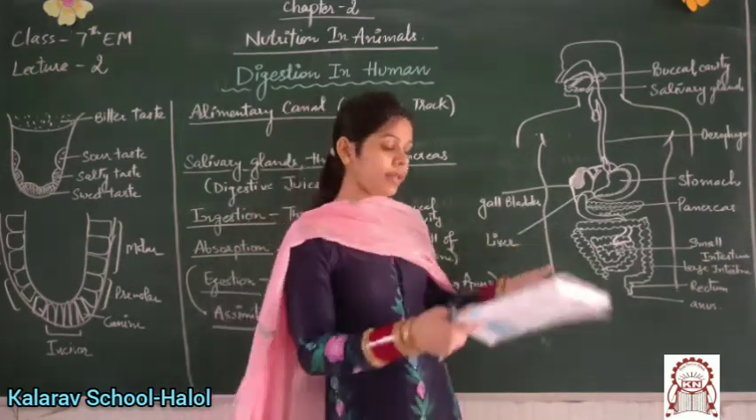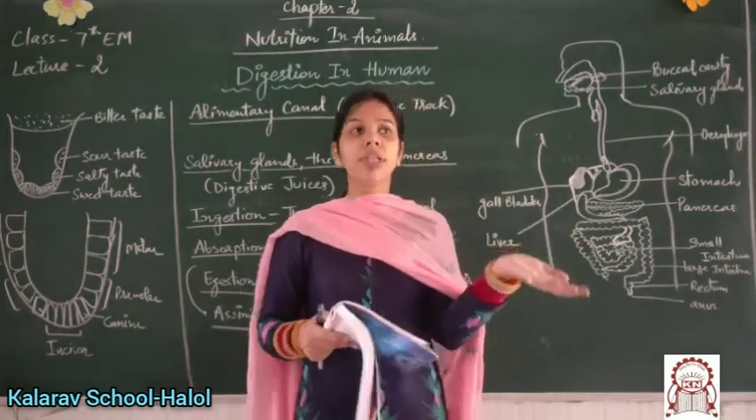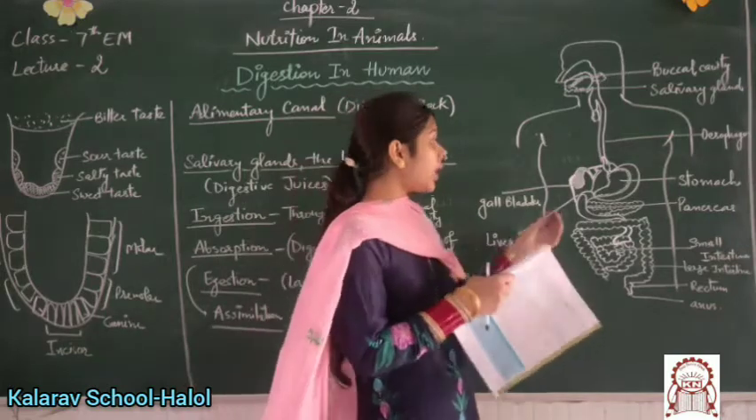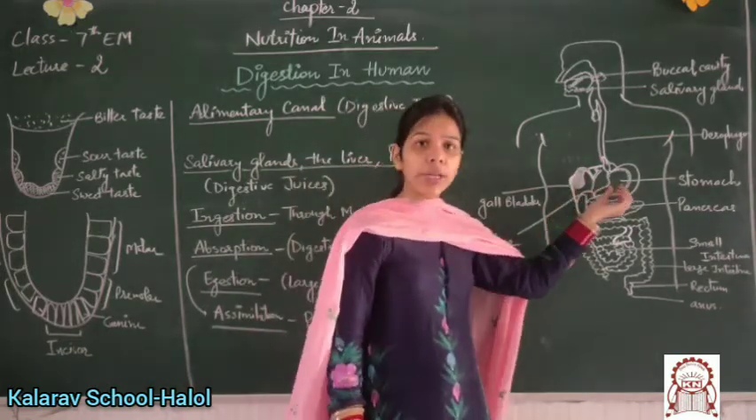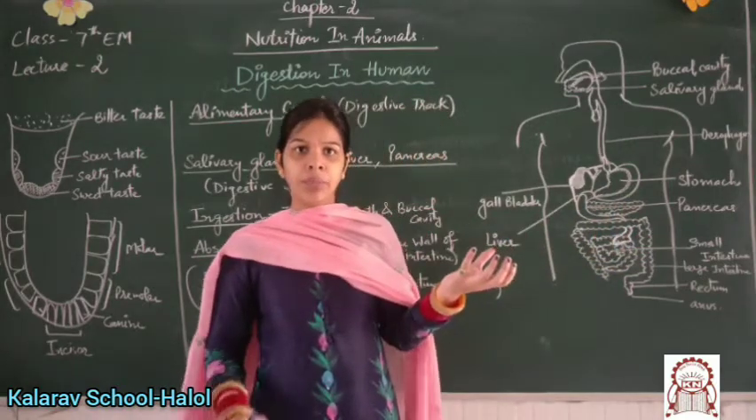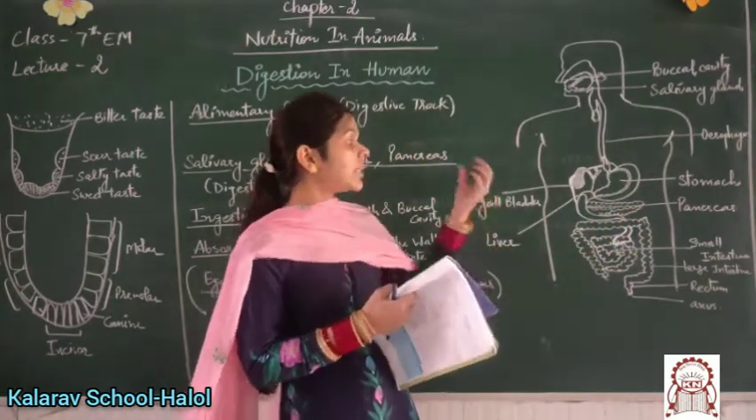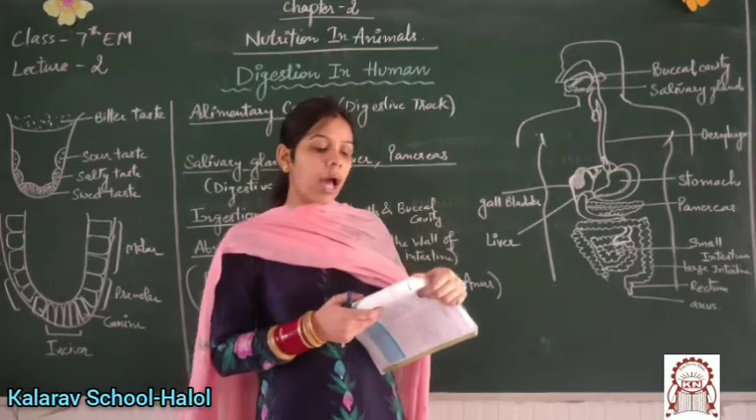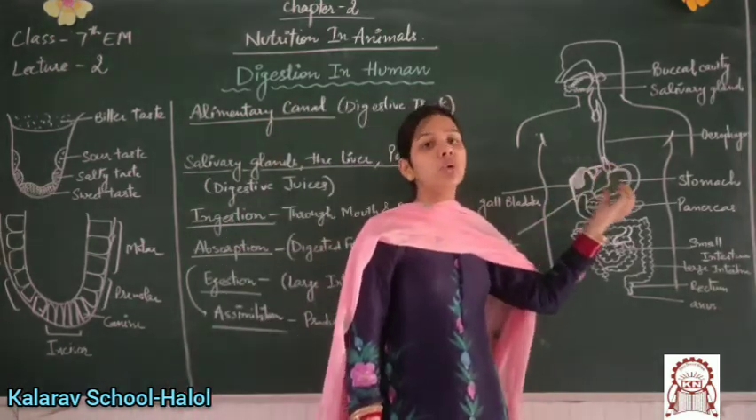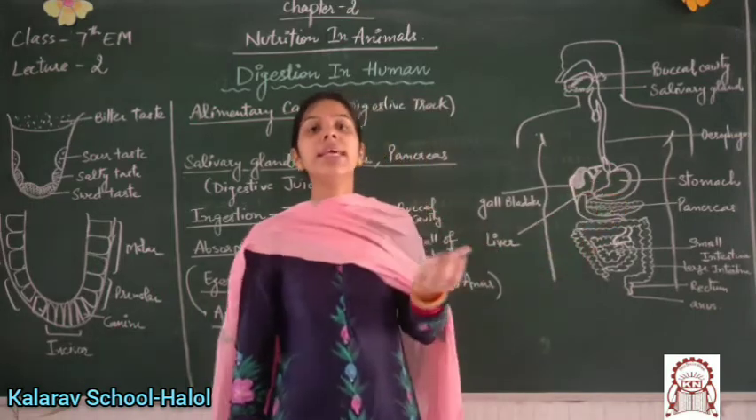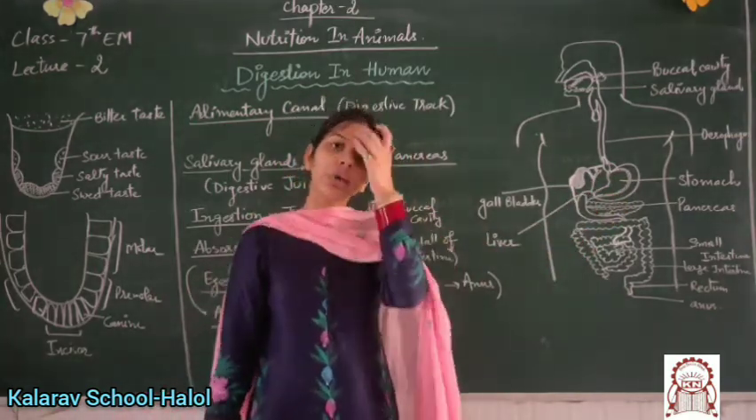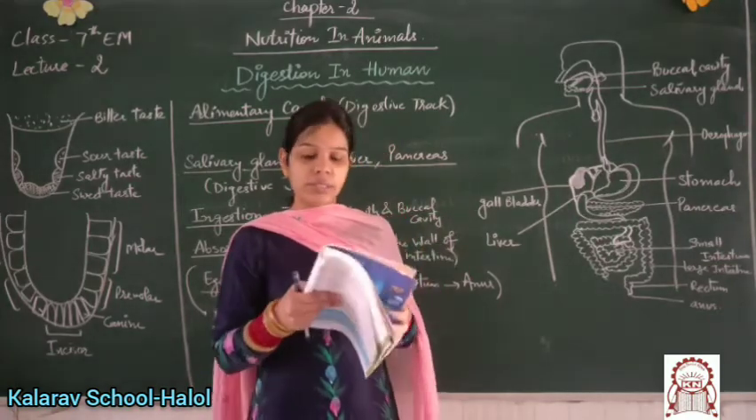So hydrochloric acid kills the bacteria which enter along with the food. And lastly, hydrochloric acid also helps to make the medium acidic. Third, the digestive juice in the stomach also helps to convert protein into smaller pieces. These are the functions of the stomach. The stomach contains mucus, hydrochloric acid and digestive juices.